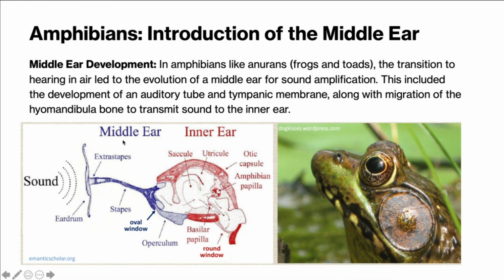And then here is the structure of the middle ear. As you can see, it consists of an eardrum and a stapes. Then here we have the inner ear, which consists of the saccule and the utricle, which contribute to the balance, as we said, of the cartilaginous fishes.